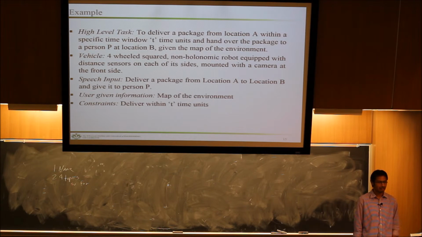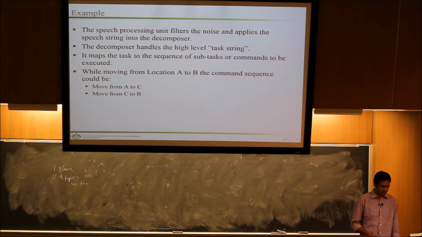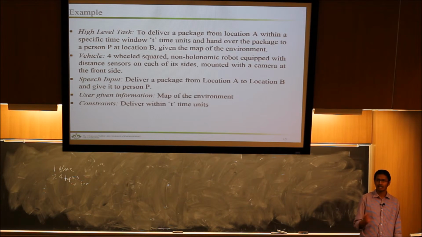Now, the speech input could be something like deliver a package from location A to B, or X to Y, and give it to a person B. The speech processor will decompose this into two different commands: deliver a package from A to B, which is a path planning phase, and give it to person B, which is an image phase that depends only on the camera for recognizing the person.